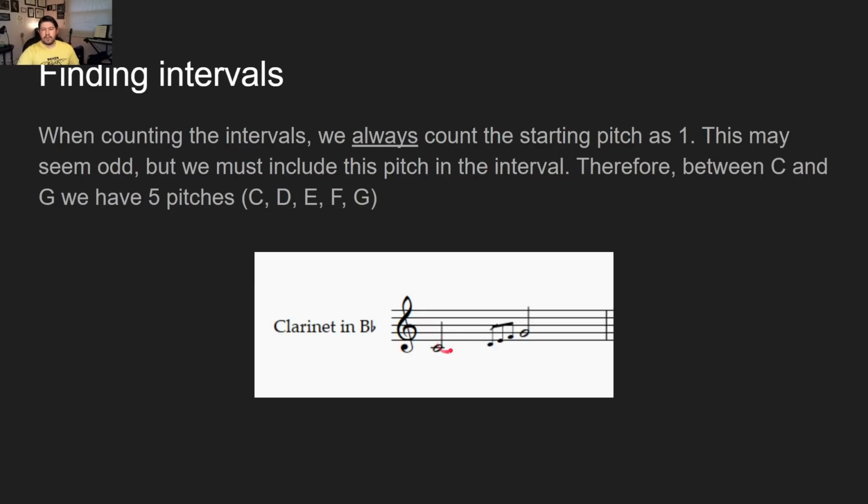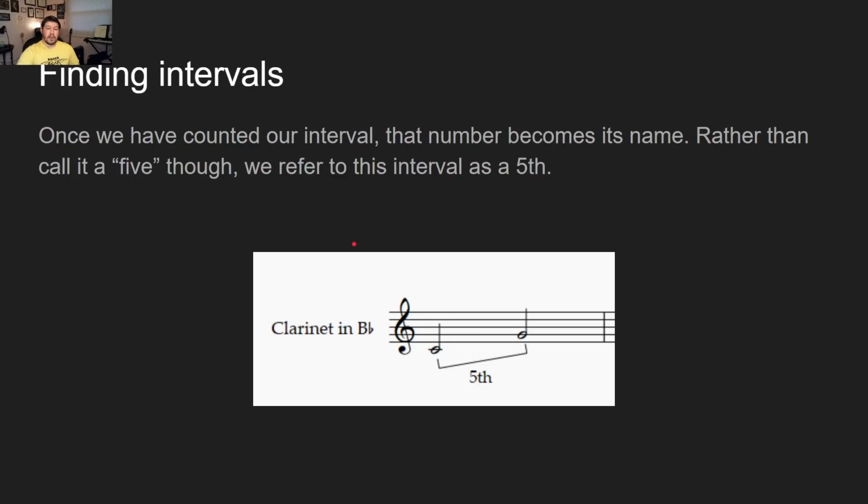So our C right there from before is 1. Because if we had another interval right there, it would be a first. It would be 1. They would be in unison. We move up to D, which is 2. E is 3. F is 4. And finally, G is 5. So we can see that there are 5 pitches between C and G. Right? So there we got those 5 pitches, C, D, E, F, and G. If you count all those right there, 1, 2, 3, 4, 5, there is your 5th. And like I said, once we have counted our interval, we know that number is going to become its name.